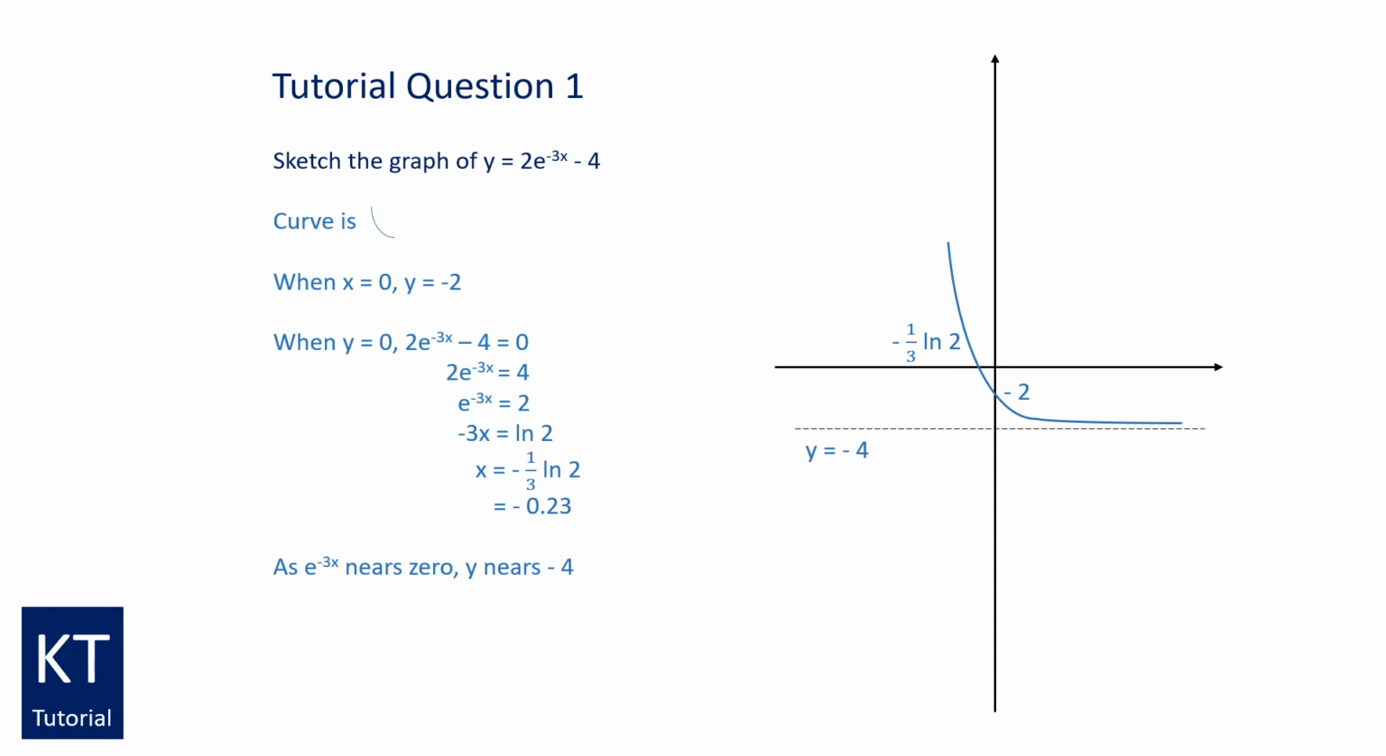And in finding that when x equals 0, its y value is minus 2, and when y equals 0, we could solve using the conversion into log as x being equal to minus 0.23, and knowing that as the exponential function nears 0, y nears minus 4, we could plot the graph as shown on the right.